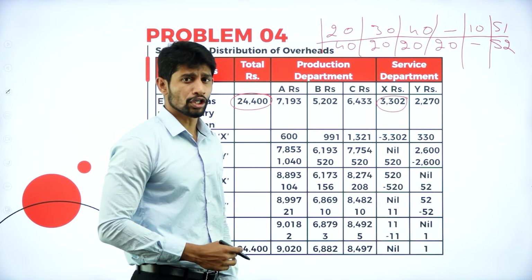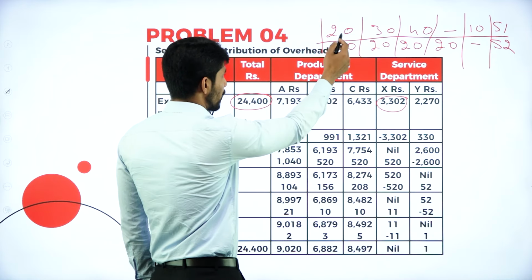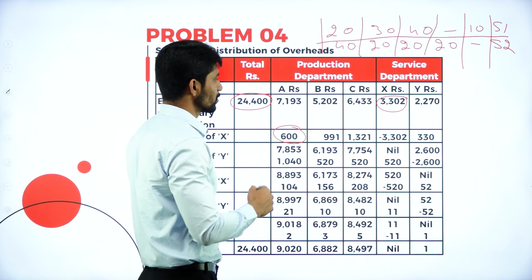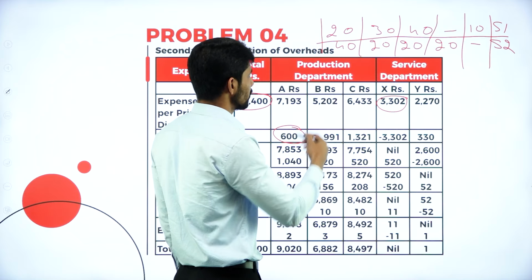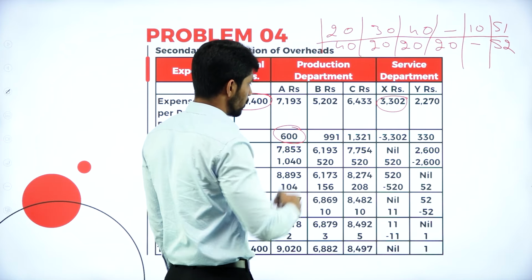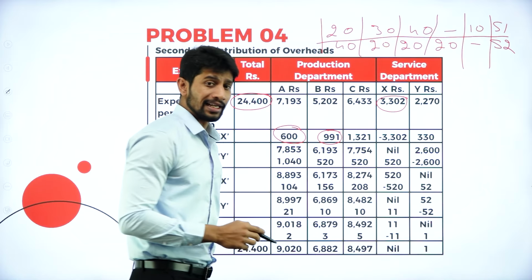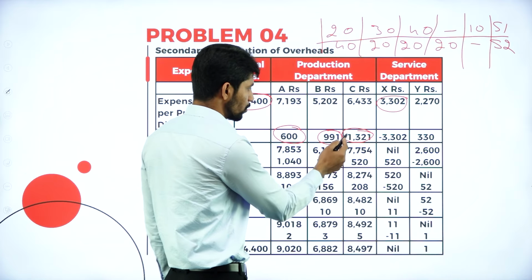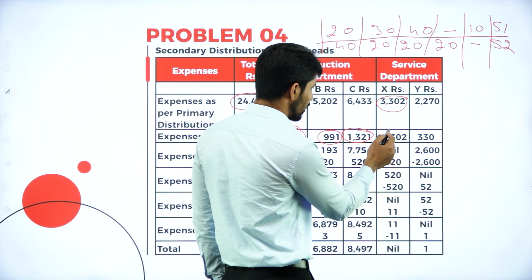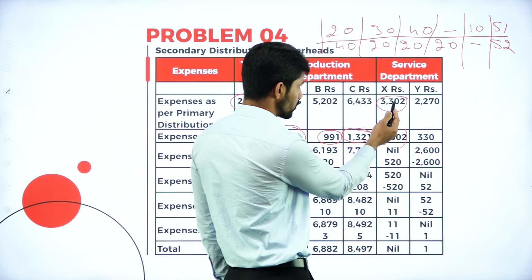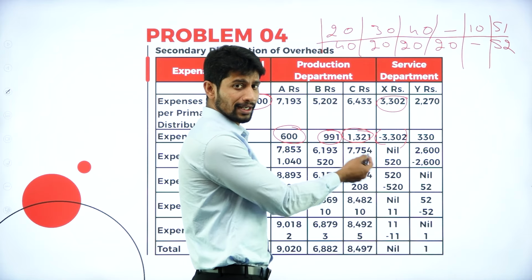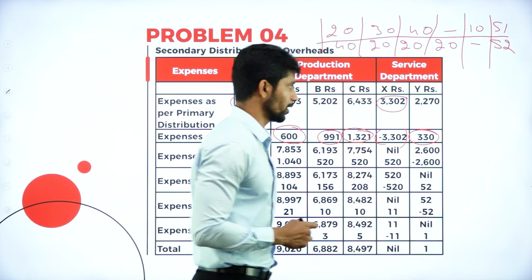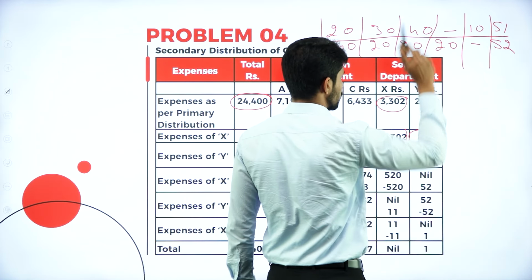So 3,302 into 20%. How much will you get? Nearly 600. Next, distribute among production department B. You'll get 999. Next, production department C. How much will you get? 1,321. Here you are supposed to write minus because you are distributing this 3,302 among other departments. So service department Y you will get 330 because it is 10%.